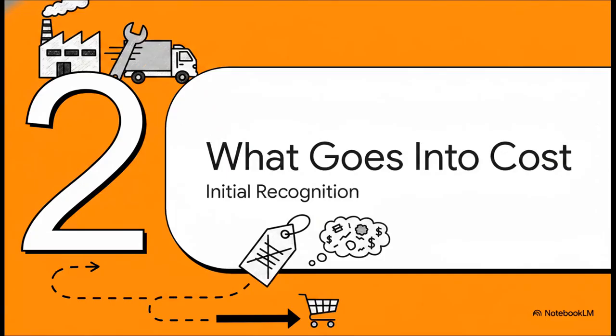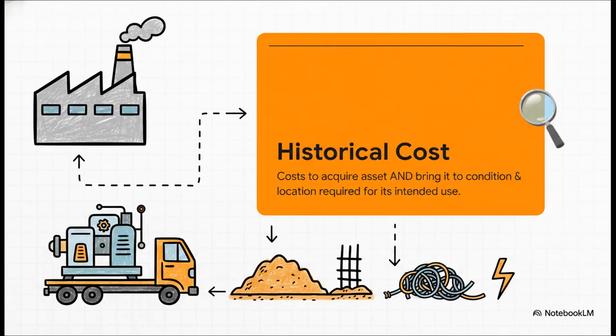Moving right along to Section 2, what goes into cost, covering the initial recognition rules. We're in the acquisition phase of the asset's life cycle now. You've decided to buy or build a piece of equipment, but the boundary of what actually goes into that asset's capitalized cost, that is frequently misunderstood. It's rarely just the sticker price.